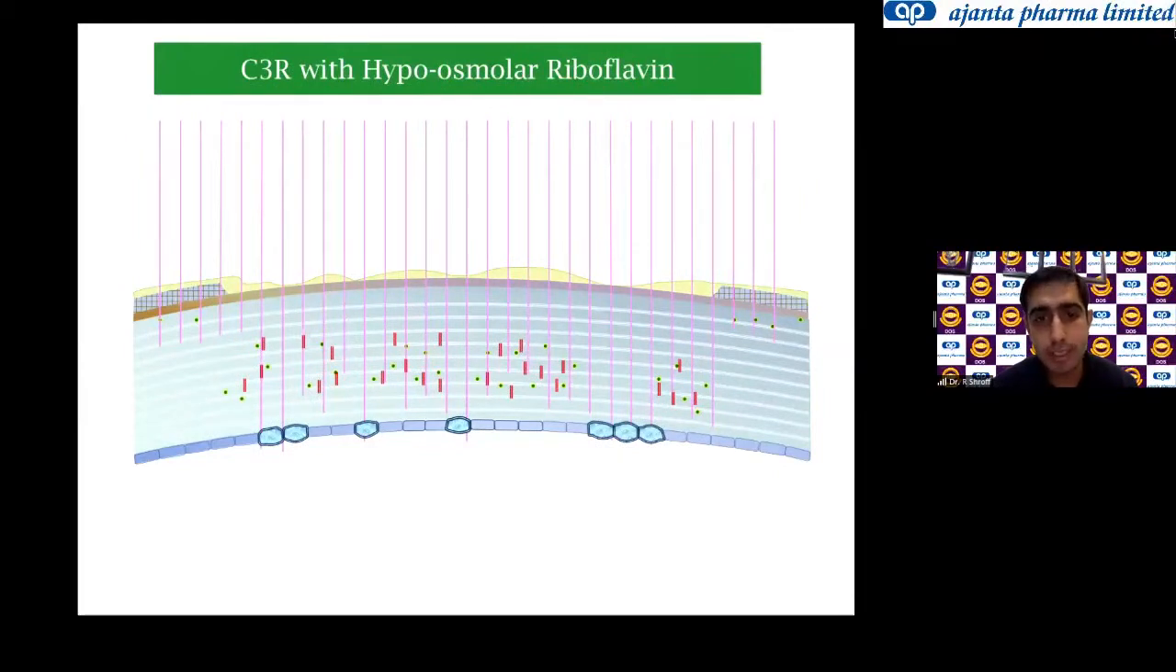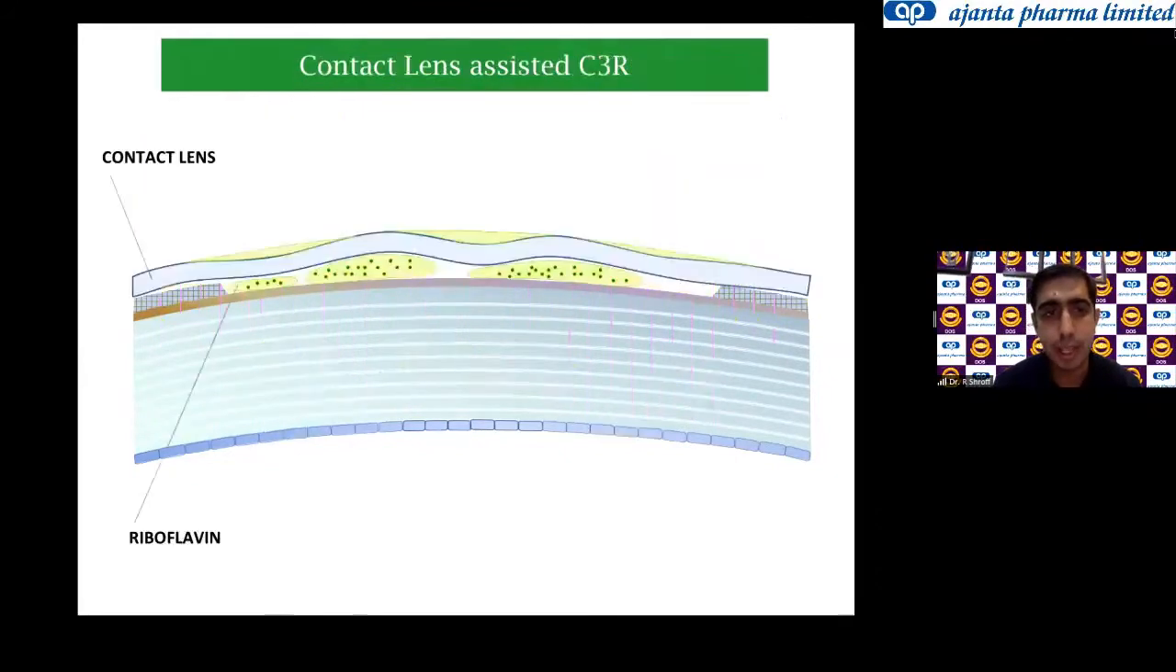The patchy cross-linking that can occur with this, its absorption coefficient is also lower than isotonic riboflavin, which leads to less safety and increased chances of endothelial damage.